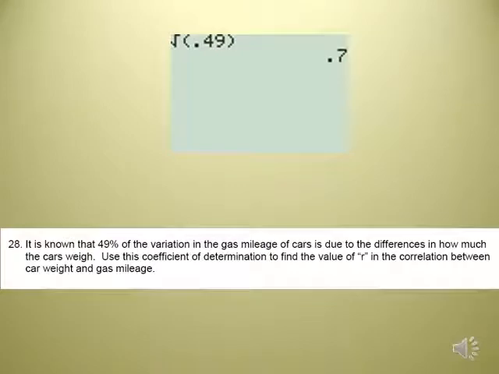And the last problem in this section, it talks about the fact that 49% of the variation in gas mileage is due to how much cars weigh. Once again, they're giving you R squared, and what you've got to do is find R, so you've got to take the square root of 0.49, and it turns out R would be 0.7.